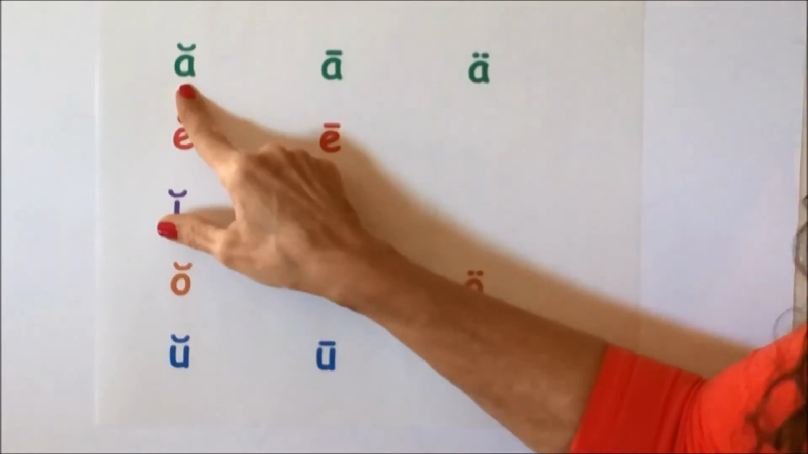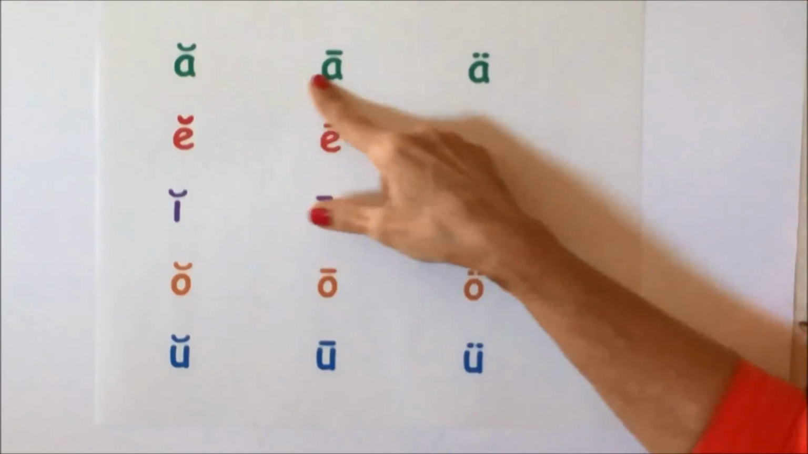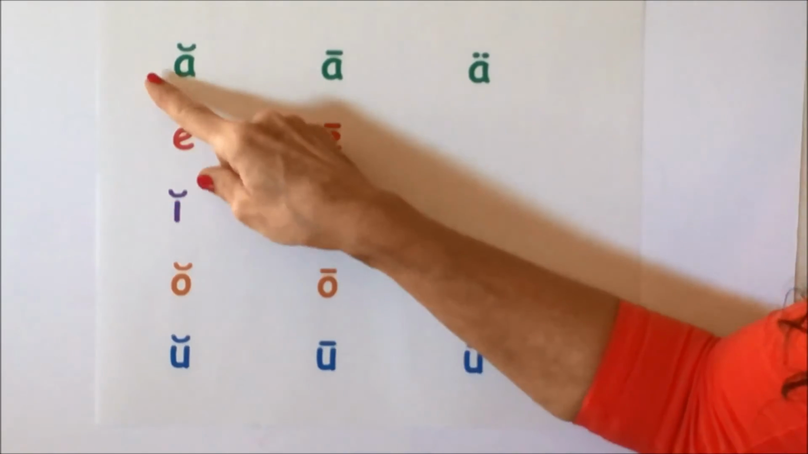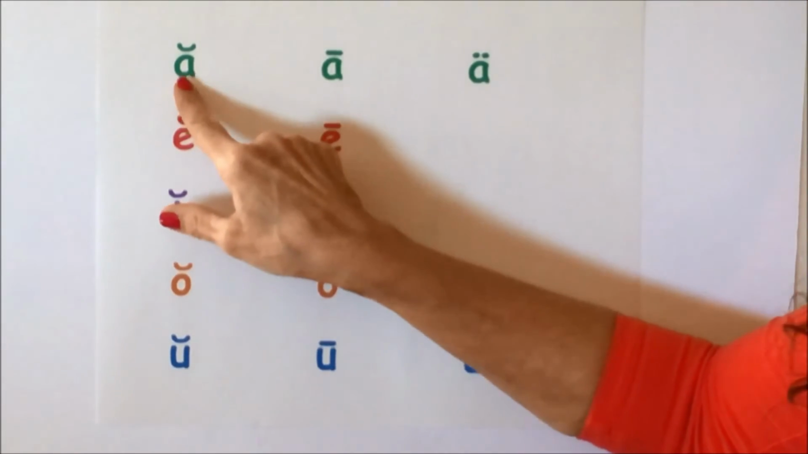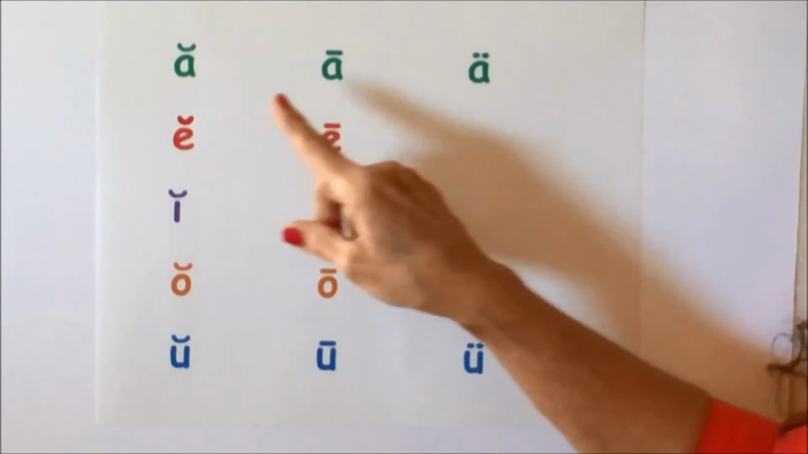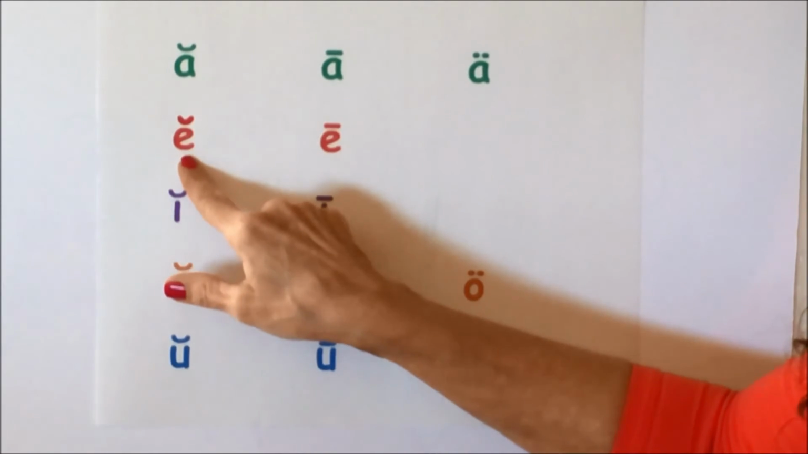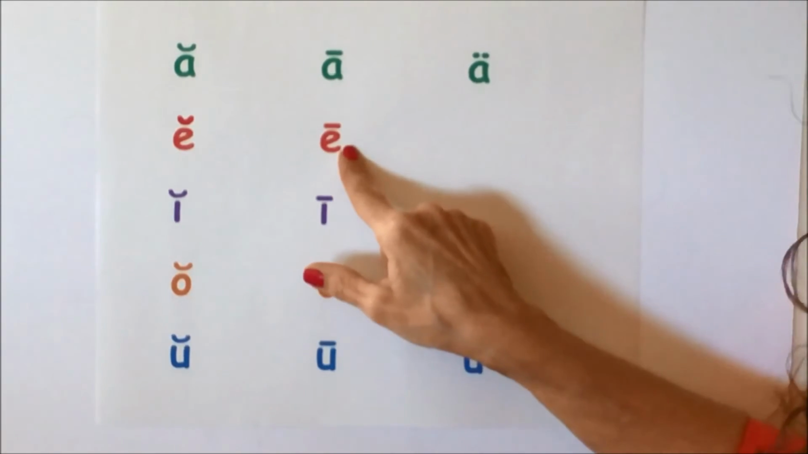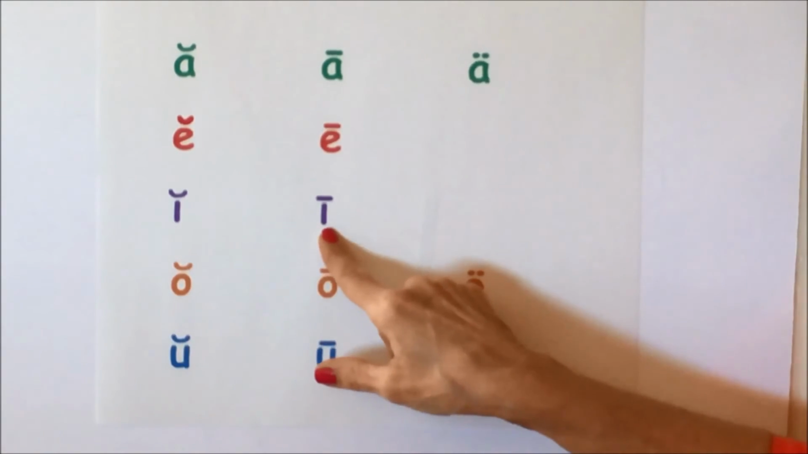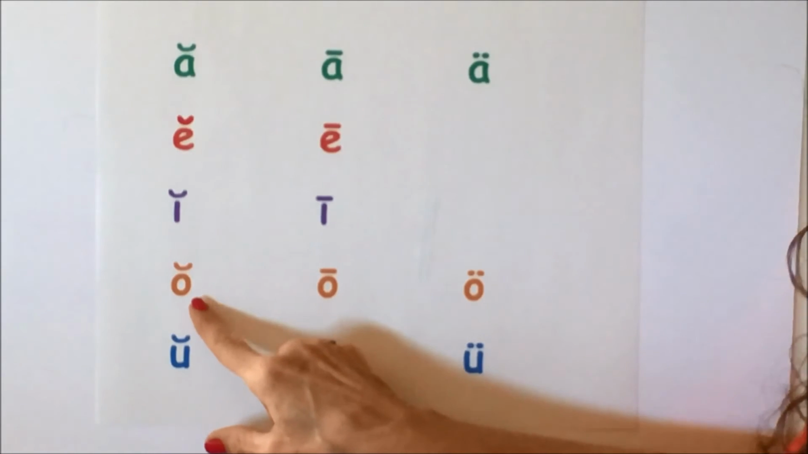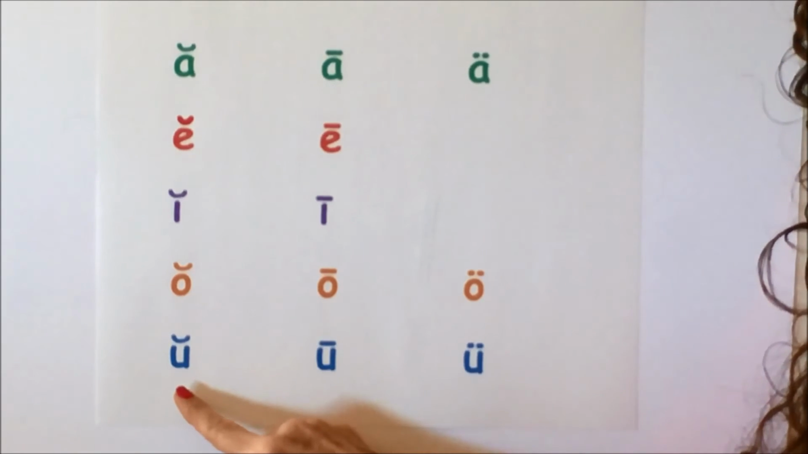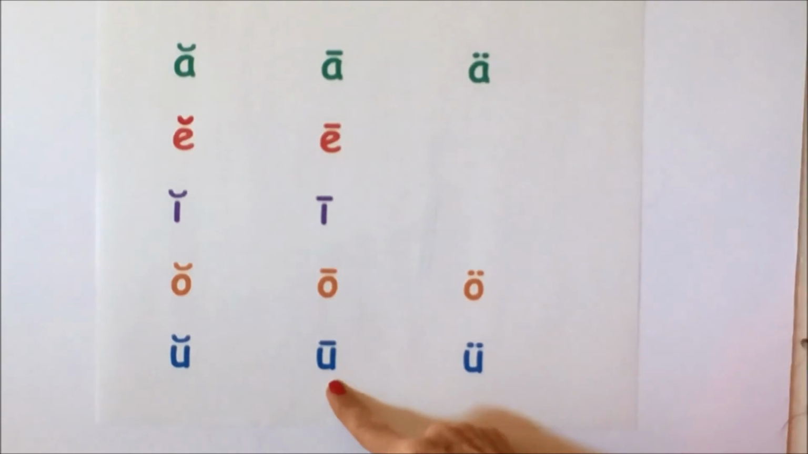Let's say the sounds now going across the chart. And this is how we'll sing them in the song. So the sounds of A are A, aw. The sounds of E, e. The sounds of I, i. The sounds of O, oo. The sounds of U, u.